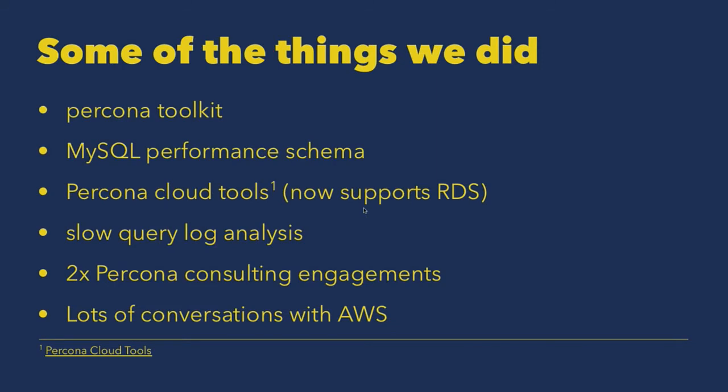So here are some of the things we did. We used a bunch of tools like Percona Toolkit, the MySQL Performance Schema, Percona Cloud Tools, which now supports Amazon RDS, which is where we actually run our MySQL database. It's excellent. We did slow query log analysis. We did 2 separate consulting engagements with Percona, who are kind of the world experts in MySQL tuning. We had a lot of support conversations with Amazon.